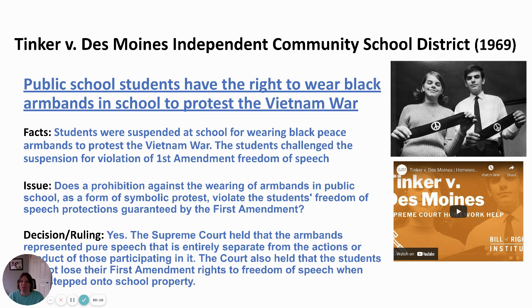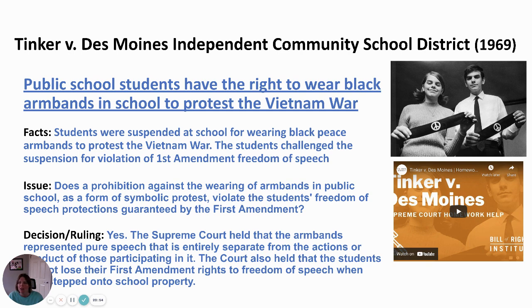So the issue in the case was, does a prohibition against the wearing of armbands in public school as a form of symbolic protest violate the students' freedom of speech protections guaranteed by the First Amendment? This is a very important and significant case because this was the first time the courts actually recognized that students have some rights in schools. Now, you don't have a complete and absolute right to free speech in school. We can restrict or regulate that if it's disruptive to the class environment. So if you're just engaging in a protest by wearing an armband or a t-shirt, that's perfectly okay. That's a way to express yourself and your political beliefs, as long as it's not disruptive or distracting to the class environment and the learning process.